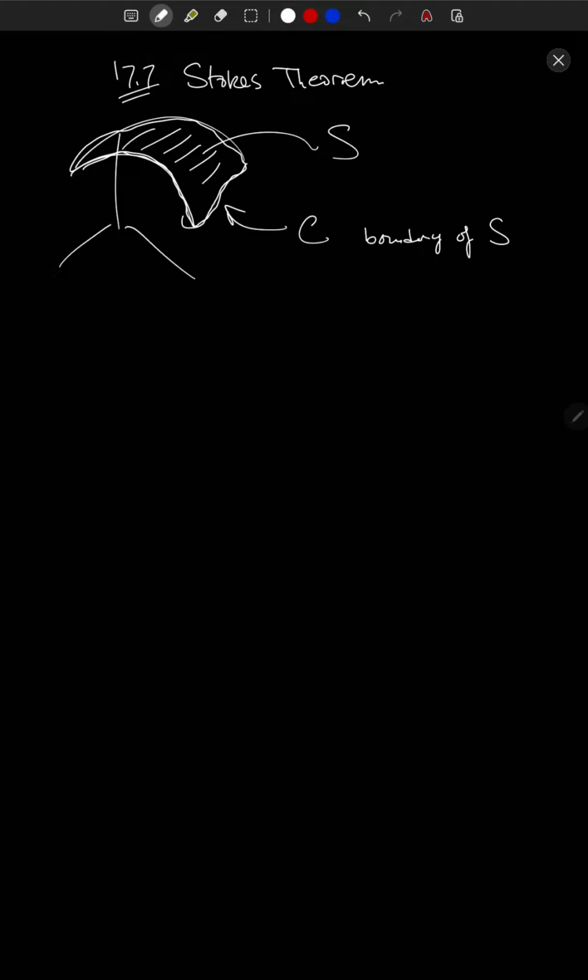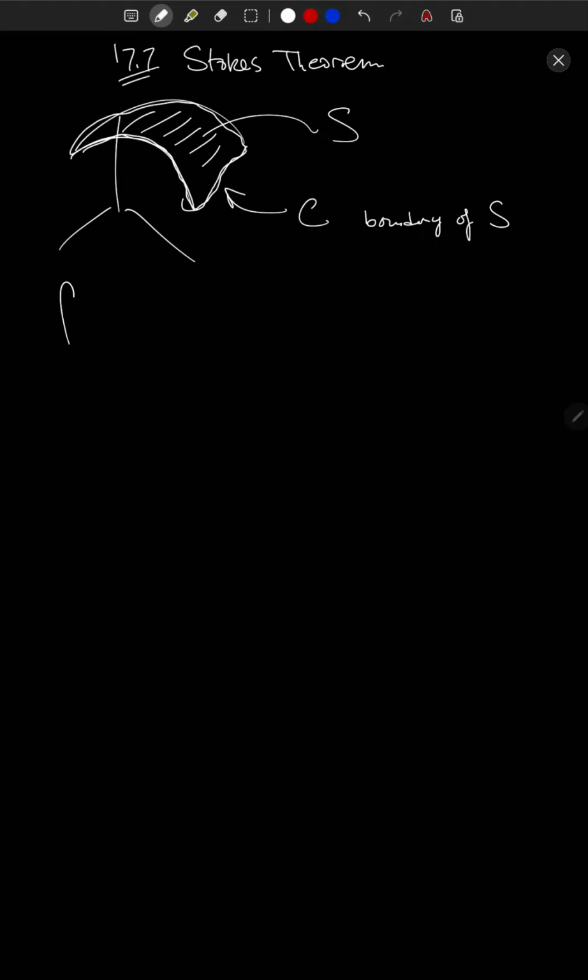Then Stokes' theorem says, first of all, this is going to be an extension of Green's theorem to the surface case. In Green's theorem, the theorem was about a region and its boundary. So now the theorem is about a surface and its boundary. The surface integral over S of curl of F, so very much like Green's theorem that we saw in the earlier sections.